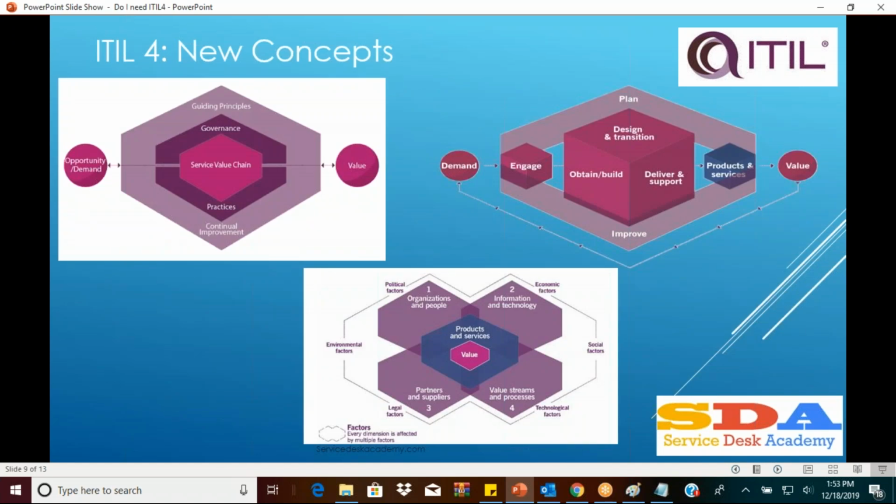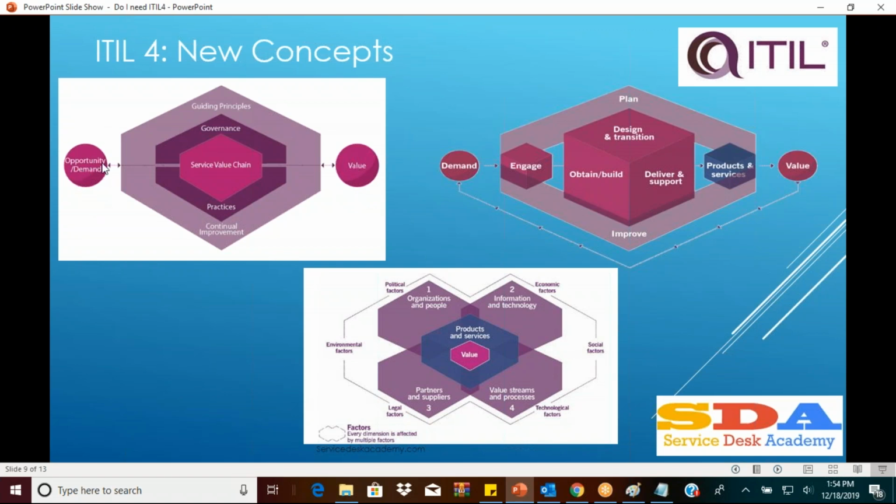Okay, so I hope you understood the reason why we have stepped into ITIL 4, and let's look onto the next slide, that is the new concepts in ITIL 4. So here, the first diagram on the top is the service value system. All right, so this is the service value system, and this diagram can be split into three components, that is opportunity or demand, and the third one is value, which would be the outcome.